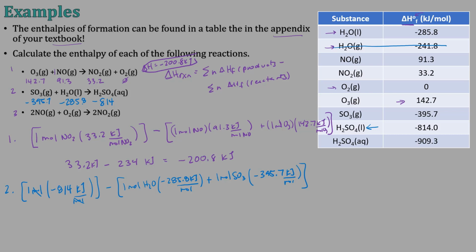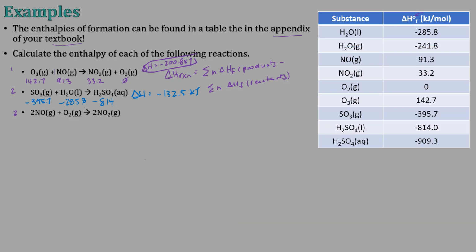All right, so we get negative 814 here minus negative 681.5. And so that's going to give me negative 132.5 kilojoules. So that's my delta H for this reaction. Okay, so I'm going to erase everything that I have written because I'm going to show you something with this last one.